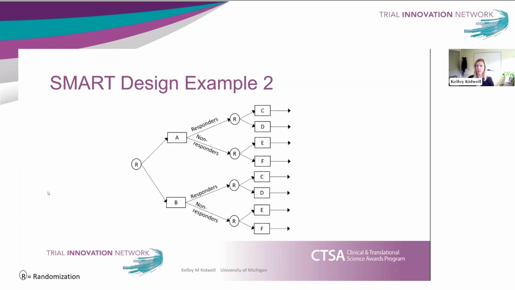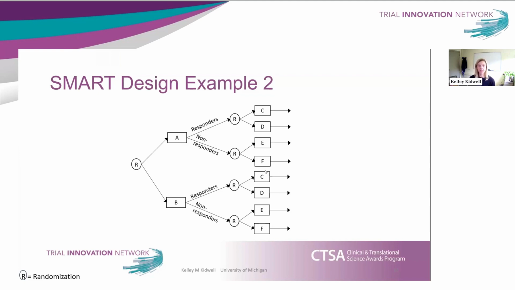Here's another example of a SMART design. So this differs a bit from that first example that I showed you because here the responders are re-randomized as well as the non-responders. So again, there are 2 treatments initially, and then responders are randomized between 2 treatments. It might be continue or discontinue. And non-responders are re-randomized, for example, augment or switch.